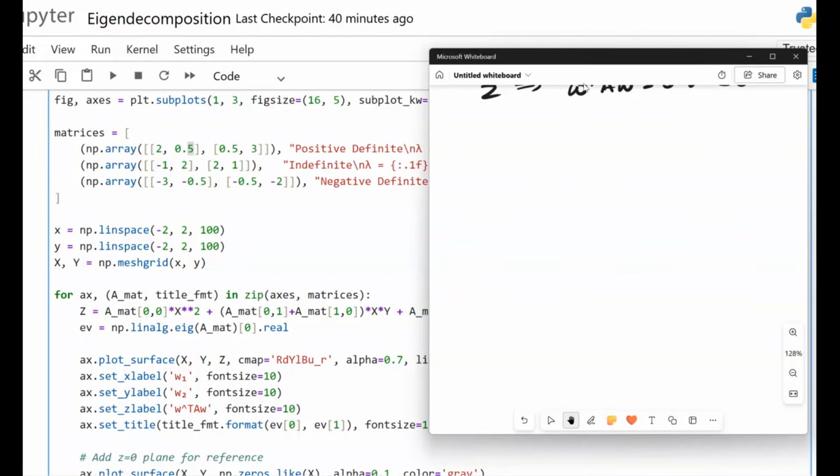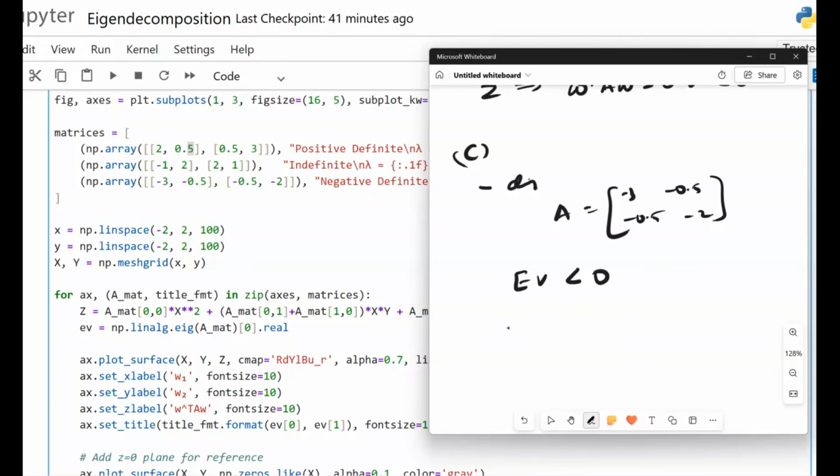And towards case C, yes, we are just going to have the negative definite. Kindly observe the matrix A, it is -3, -0.5 and -0.5, and here it is -2. So yes, both eigenvalues would be less than 0, and here a downward opening bowl. That surface would be a downward opening bowl, entirely below Z equal to 0. And yes, dear friends, here W transpose multiplied by A multiplied by W would be less than 0. Okay, let me visualize the exact output.